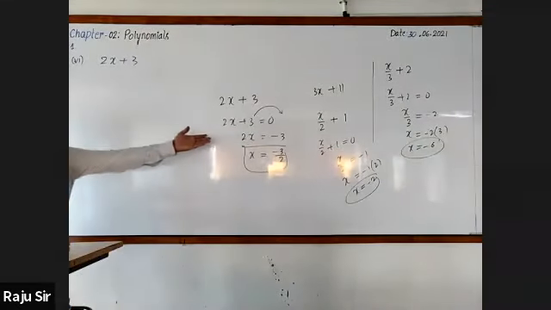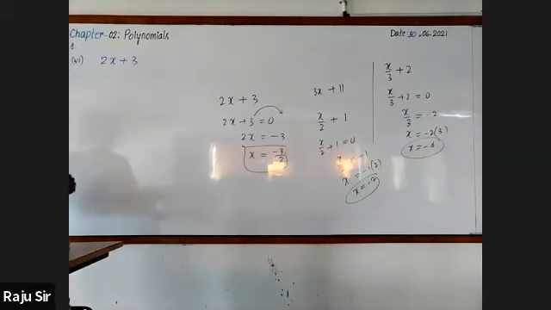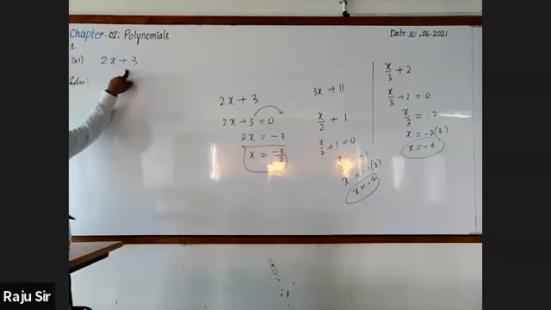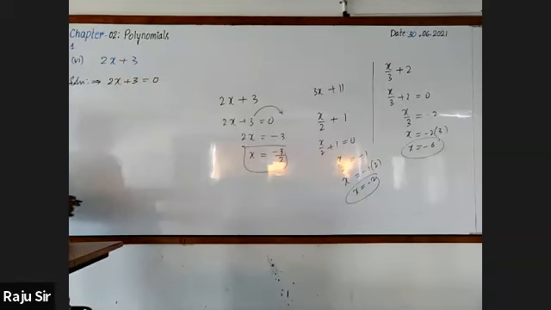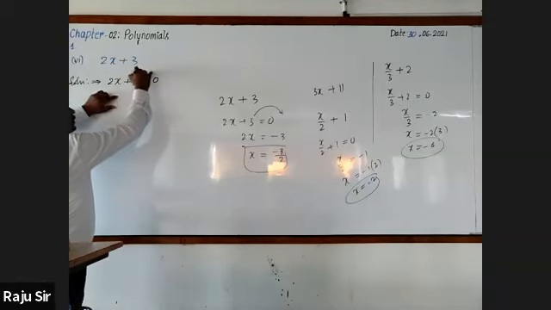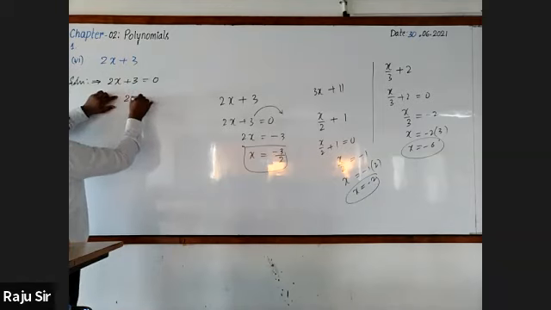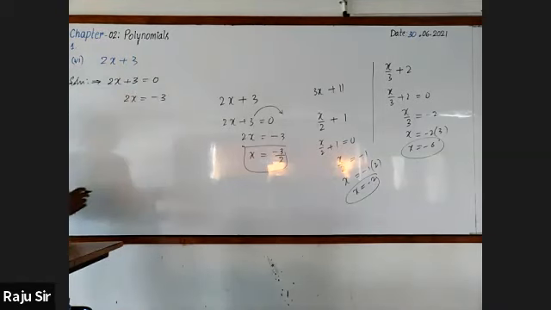2x plus 3, we have already found that. Continue the same, right? You are going to find the zero of 2x plus 3. Therefore, first, it should be equated to 0. Now transfer 3 to the right hand side. It is 2x is equal to minus 3.